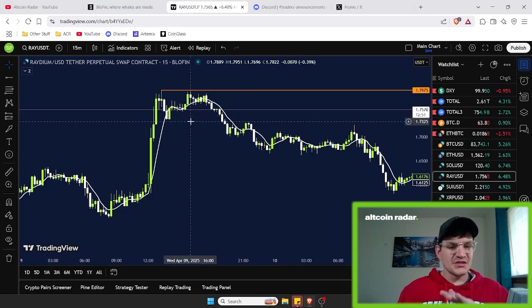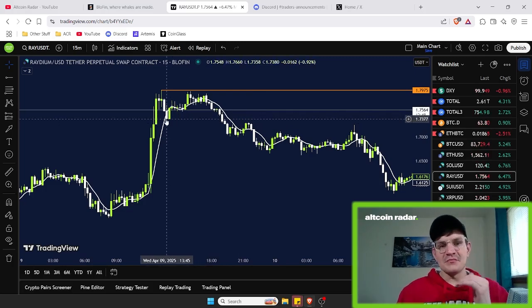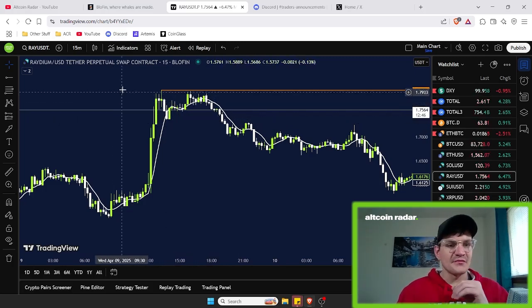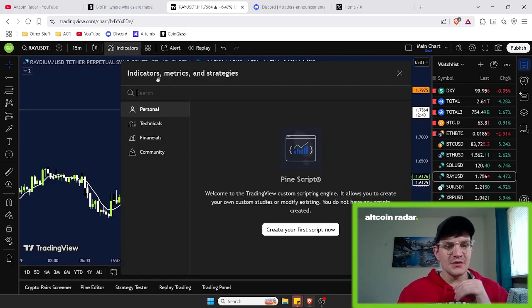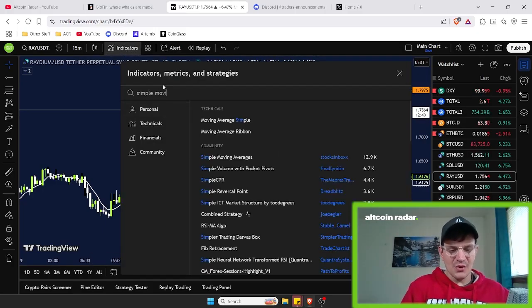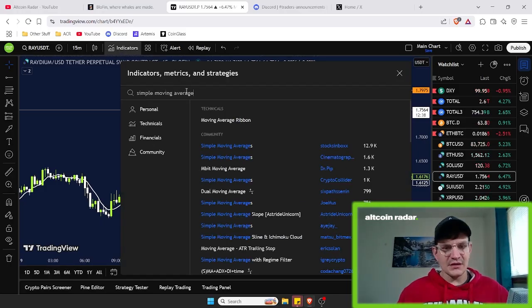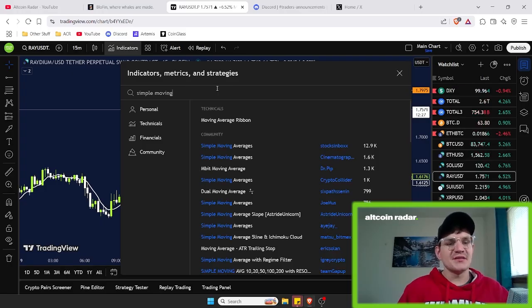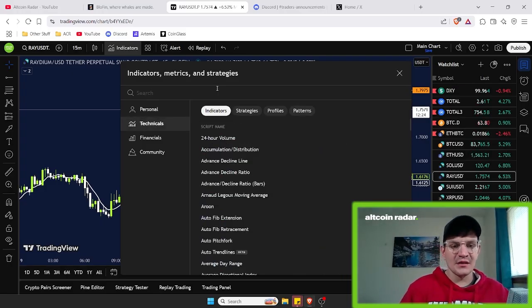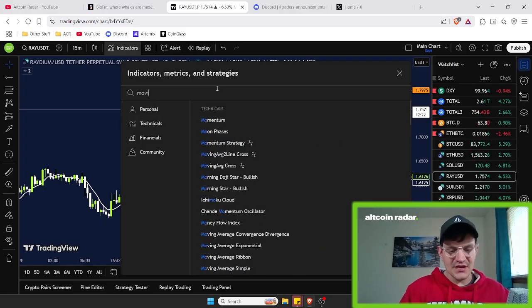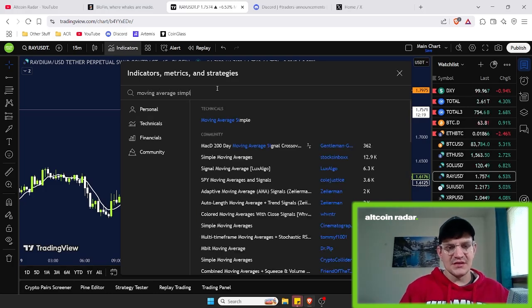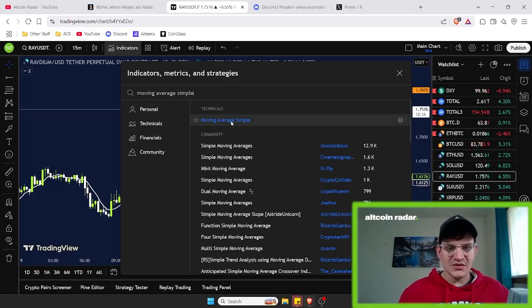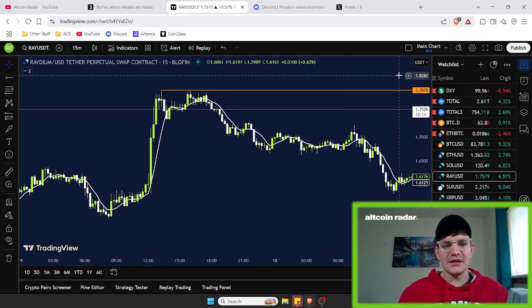Now, in addition to that, the indicator that I use is the 7-period SMA, or the simple moving average. To get that, you're going to go to indicators up here, and you're just going to type in simple moving average. Oh, sorry, that's right. On TradingView, you can't type in simple moving average. They call it something different on TradingView itself. So instead, you have to type in moving average simple. So moving average simple, there it is. You just click on it, and it's going to add it to your chart.